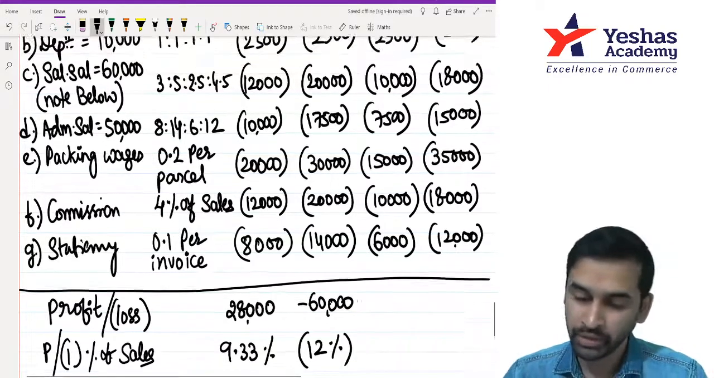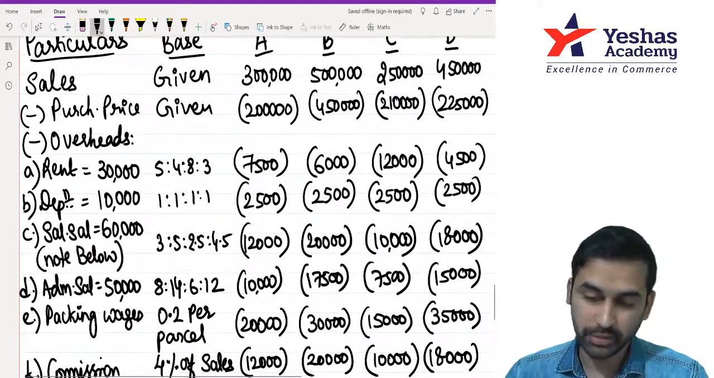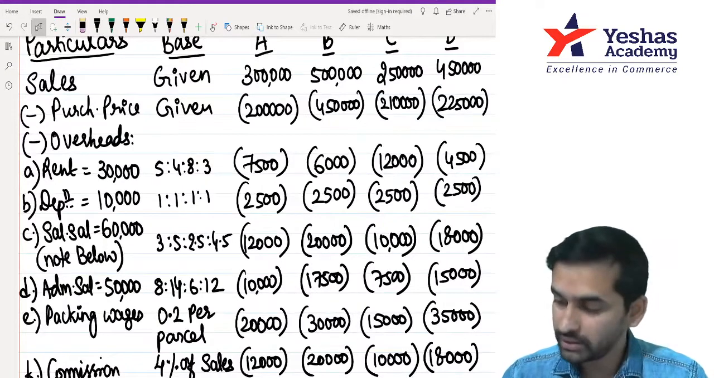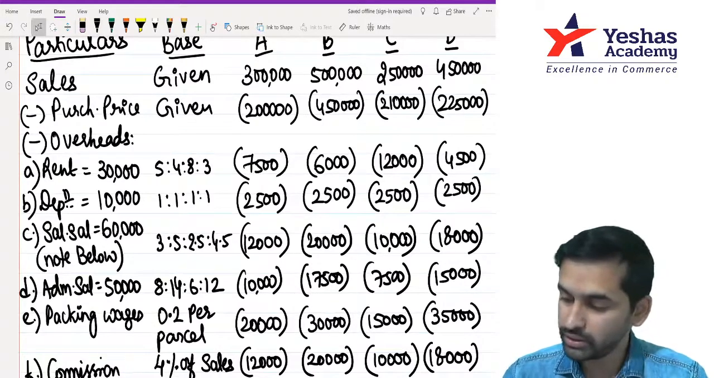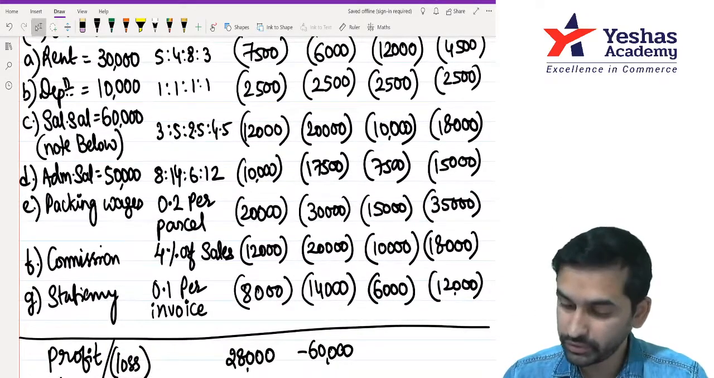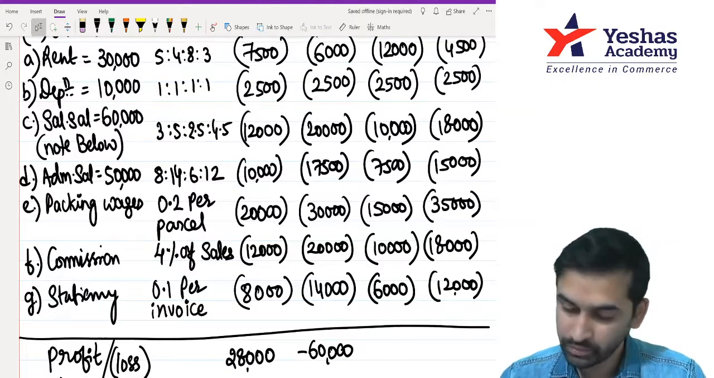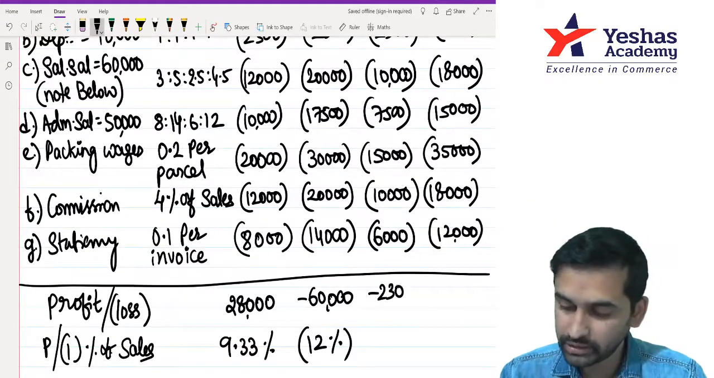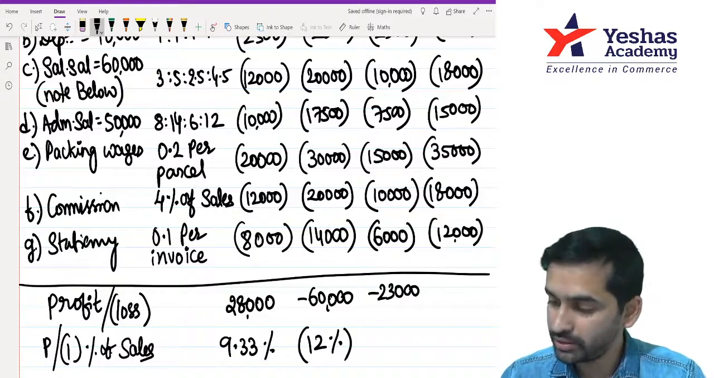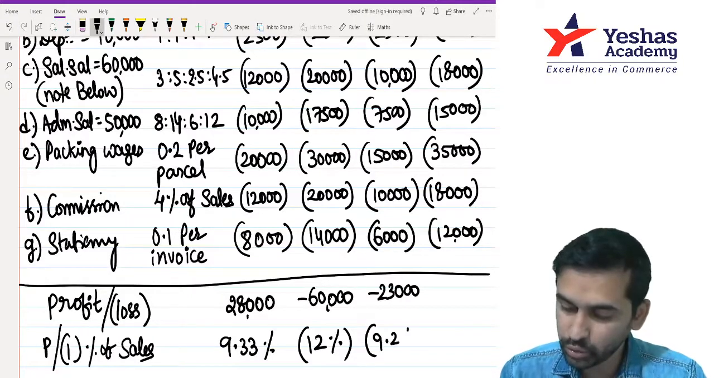Next one is product C, 2,50,000 minus 2,10,000 minus 12,000 minus 2,500 minus 10,000, 7,500 minus 15,000 minus 10,000 minus 6,000. So negative 23,000. Divide that by 2,50,000 into 100. I'm getting 9.2% negative.